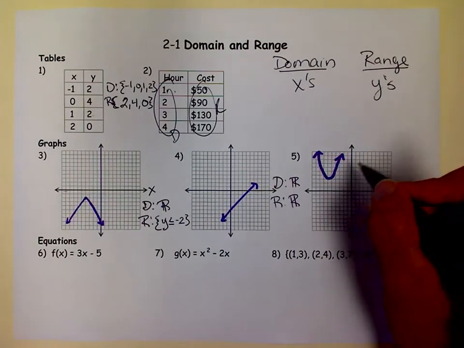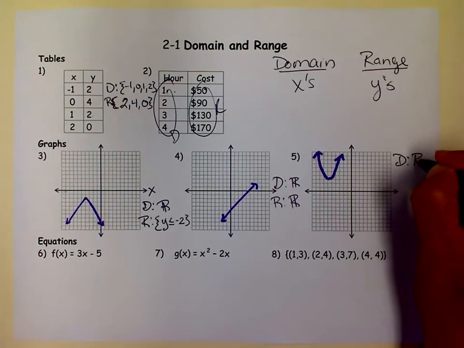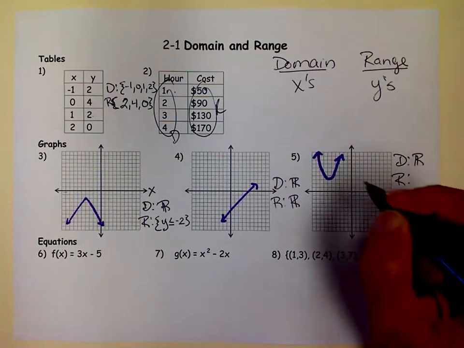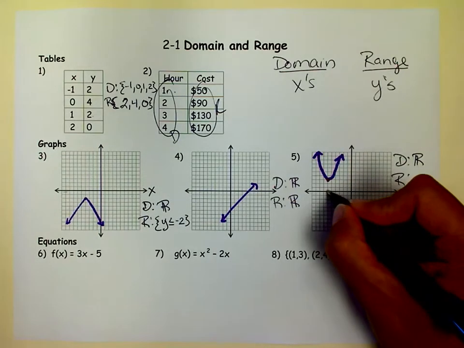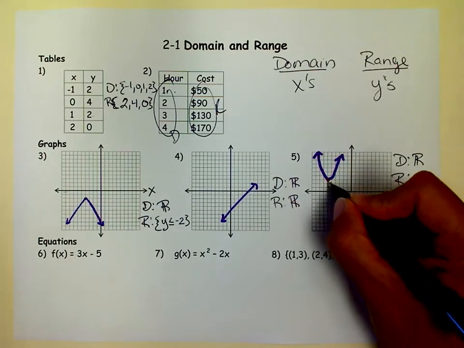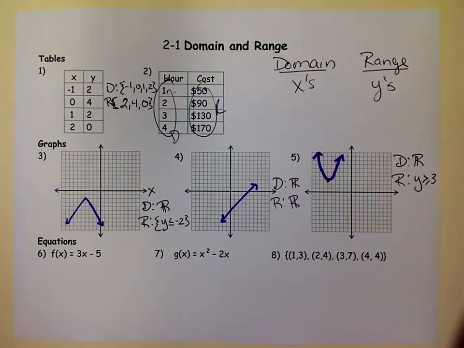So this parabola, notice it's going right and left forever. That means the domain is all real numbers. But the range looks like it starts right here and goes up forever. So we have to figure out what that is. We go up from the x-axis, 1, 2, 3. So that must mean y is greater than or equal to 3.